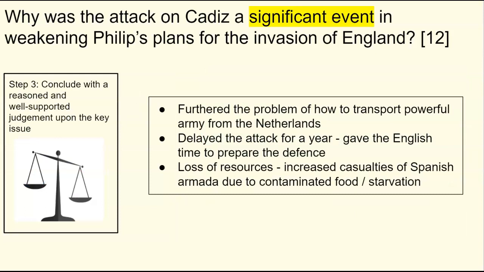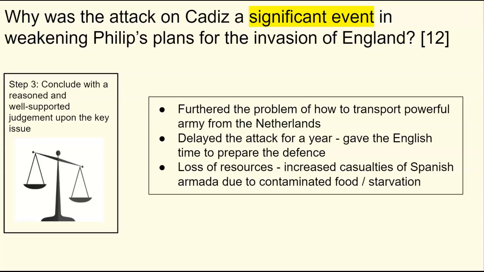So then we move on to our final step. I've highlighted here, significant event. That's what we're wanting to prove. Is this a significant event? And we've come up with 3 main links and points to say yes, it was. Our 3 main links and points was it furthered the problem of how to transport a powerful army from the Netherlands. This weakens their attack.